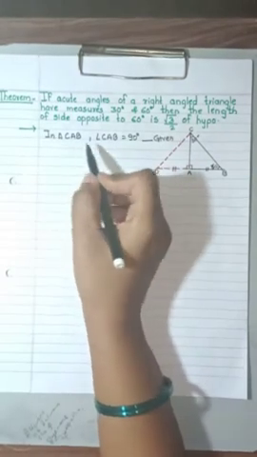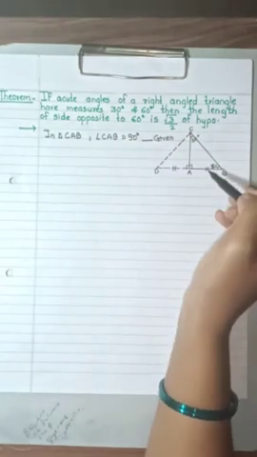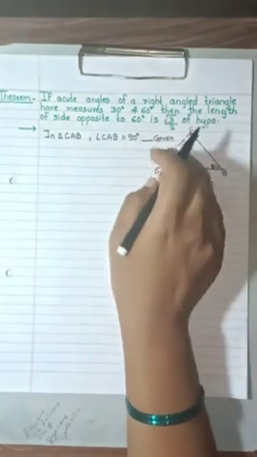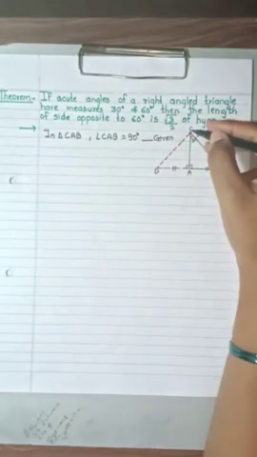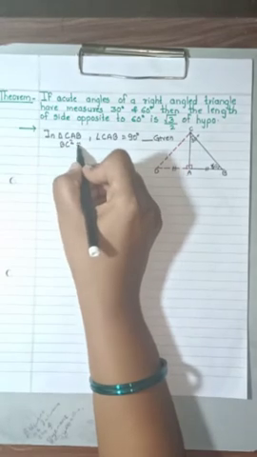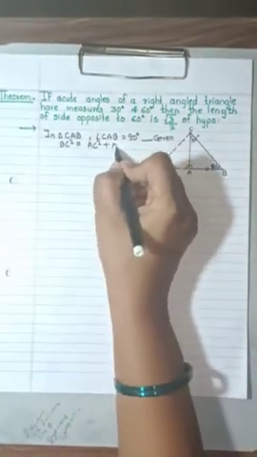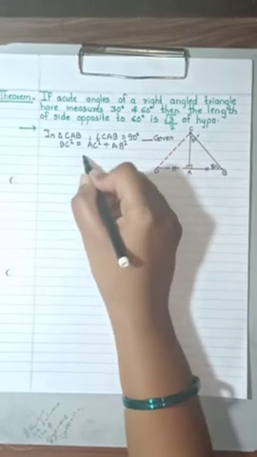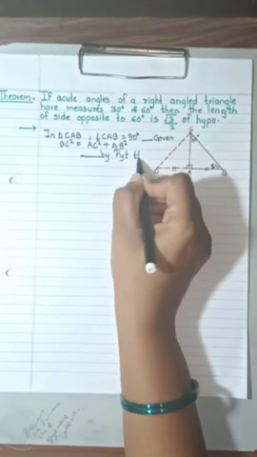So directly I am moving towards the proof. In triangle CAB, angle CAB is 90 degrees. Okay, now here we are going to apply Pythagoras theorem. Here what is the hypotenuse? Now this BC is the hypotenuse. Therefore BC square is equal to AC square plus AB square. Here you can write down by Pythagoras theorem.